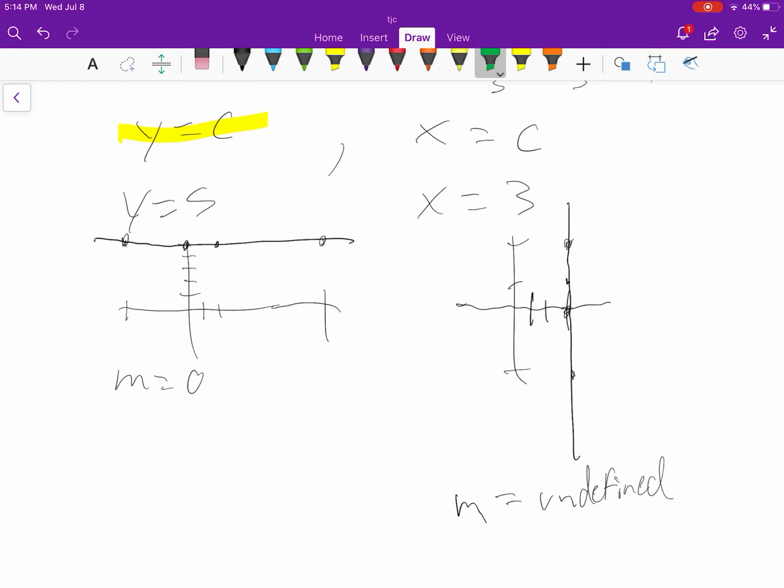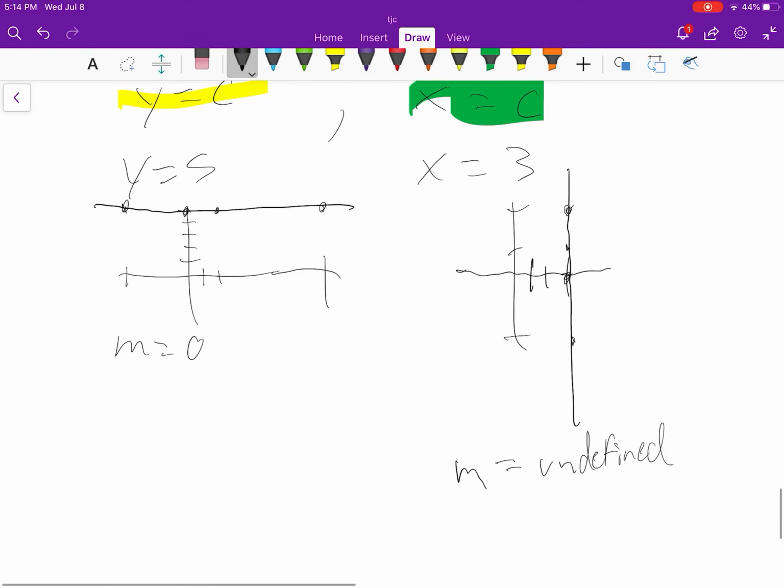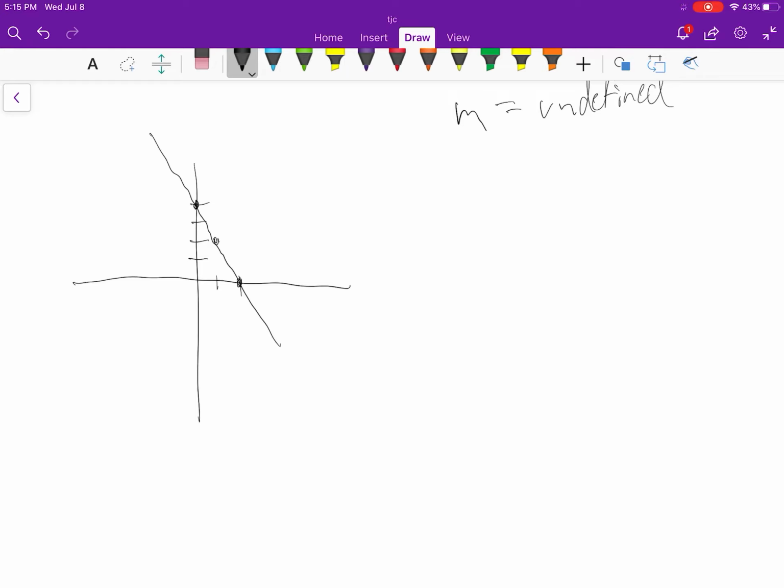That's our two special cases we have to look at. The last thing in this chapter is how to find the equation of a line given a graph. We've looked at how to find the equation of a line given 2 points, and how to find the equation of a line given a point and a slope. The last thing is how do you find the equation of a line given a graph. So what they'll do is they're going to give you a graph like that. And they're going to ask you to find the equation of the line.